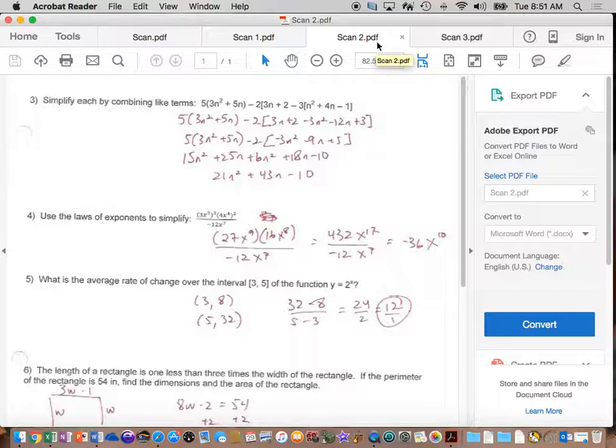AJ? I got 12n squared plus 43n. 15 plus 6 is 15n squared minus 3n squared. -2 times -3 is plus 6n squared. That's 21n squared.